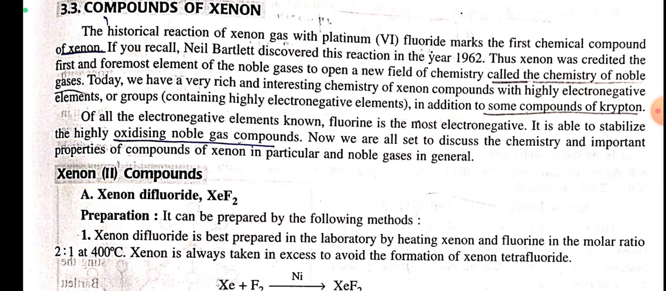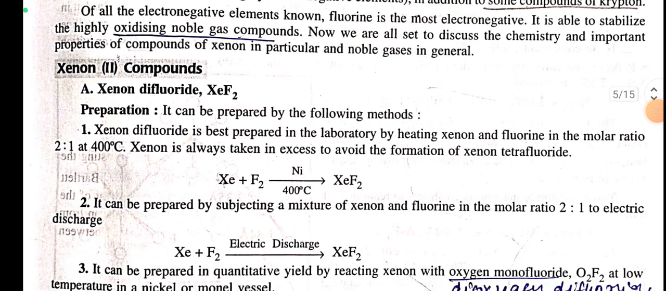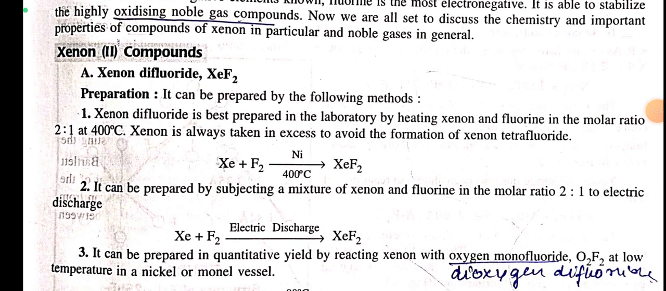Of all the electronegative elements known, fluorine is the most electronegative. It is able to stabilize the highly oxidizing noble gas compounds. Now, we are all set to discuss the chemistry and important properties of compounds of xenon in particular and noble gases in general. Xenon compound: xenon difluoride.